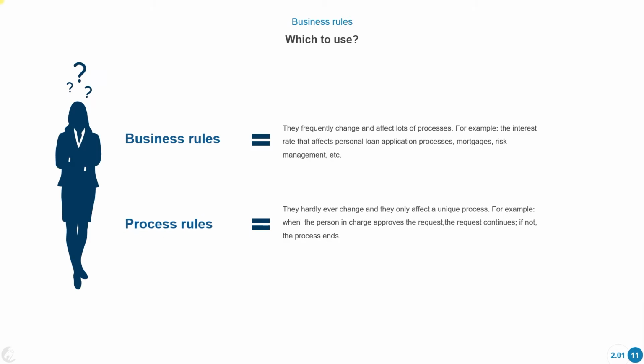The business's rules change frequently and affect a lot of processes. For example, the interest rate that affects personal loan application processes, mortgages, risk management. The process rules hardly ever change, and they only affect a unique process. For example, when the person in charge approves the request, it continues. If not, the process ends. That is to say, any condition of a process in a gateway, etc., when we condition a field so it triggers another, are all examples of process rules.